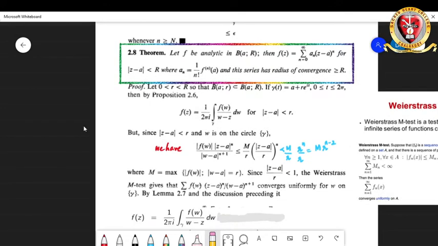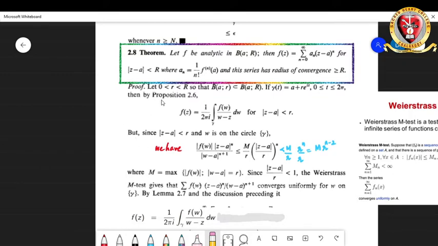Okay, next is the very important theorem of the section, which says that analytic functions have a power series representation, and that is Theorem 2.8, with the statement: f being an analytic function in the open disk B_A(R), then f of z is equal to the summation n equal to 0 to infinity of a_n into (z minus a) the whole raised to n, for modulus of z minus a strictly less than R, where a_n is equal to 1 by n factorial into the nth derivative of f at a, and this series has radius of convergence greater than or equal to R. So you have to understand that what is given to us is that f is analytic in this open disk. The rest of it you have to prove.